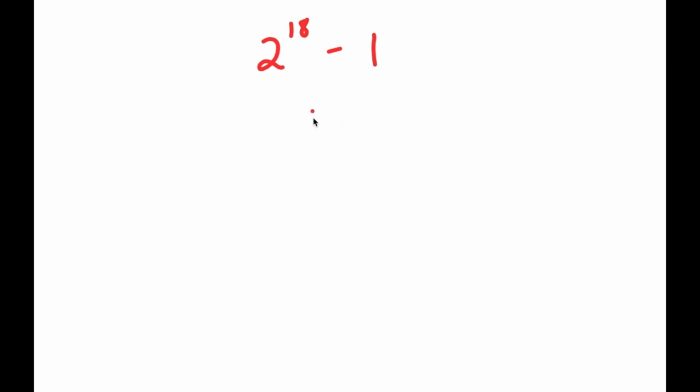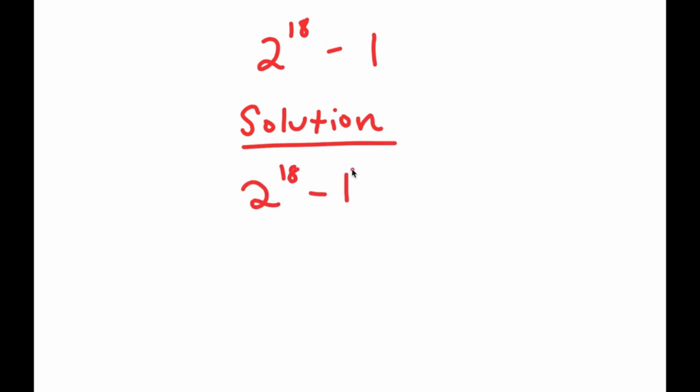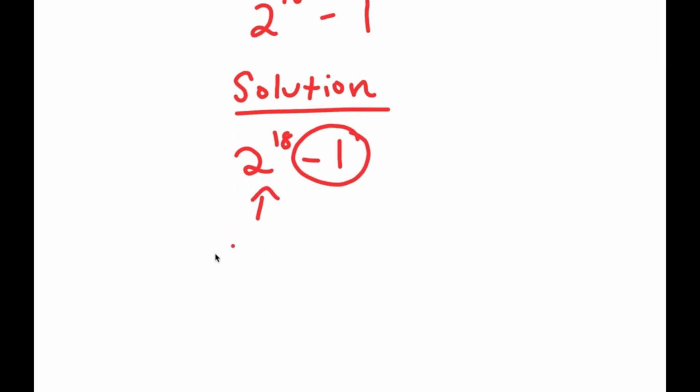Alright, so in this problem, I have 2 to the power of 18 minus 1. So, to solve this problem, for my solution, I'm going to first start by rewriting my problem. So I have 2 to the power of 18 minus 1. And let's first ignore the minus 1 here and just focus on this 2 to the power of 18. So 2 to the power of 18, this is the same thing as 2 to the power of 9 times 2. So I just wrote 18 as 9 times 2.